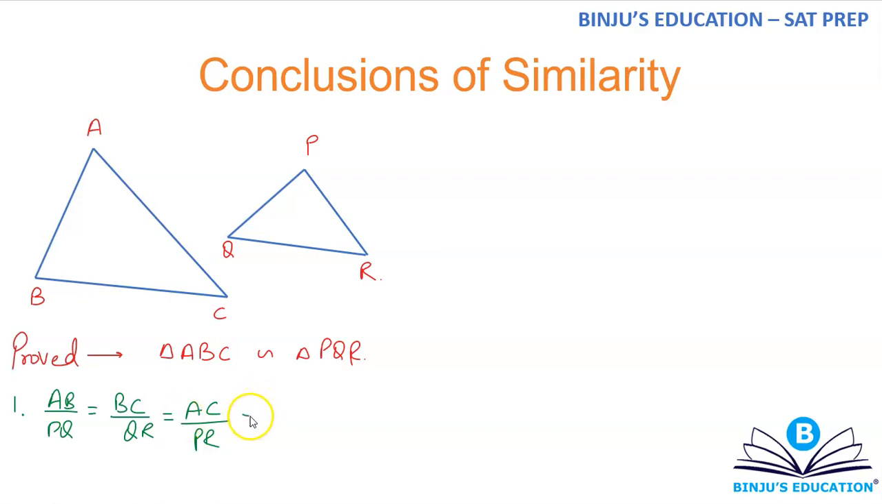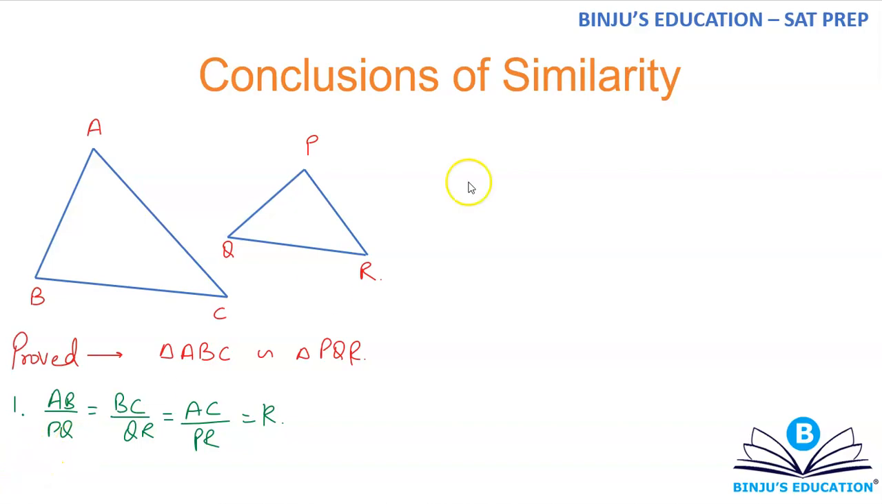So let's say this is equal to some ratio k. K can be greater than 1, k can be less than 1 also. That means it can be between 0 and 1, it can be greater than 1 also. It will never be negative because they are sides, right? This is the first thing you can say.